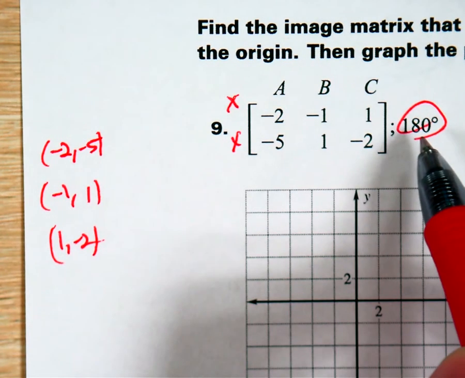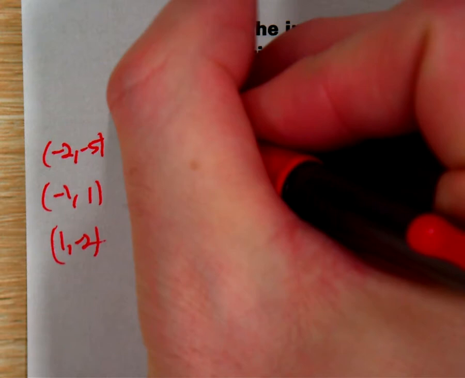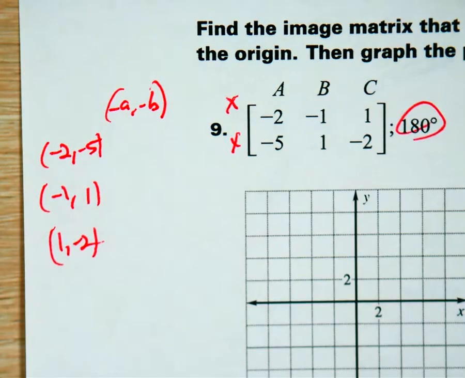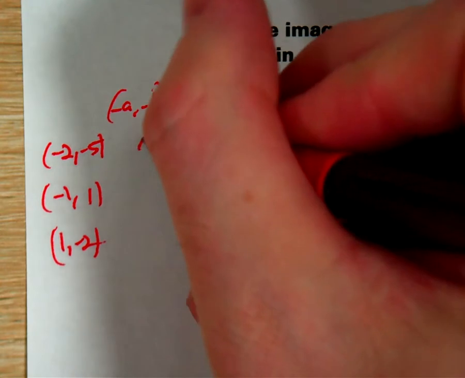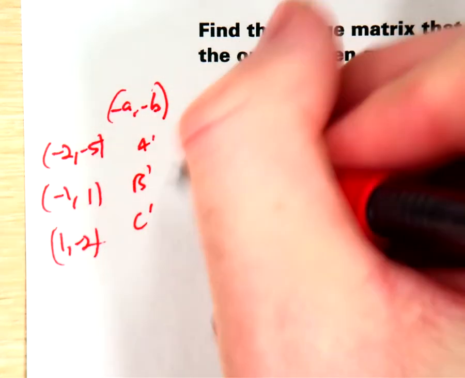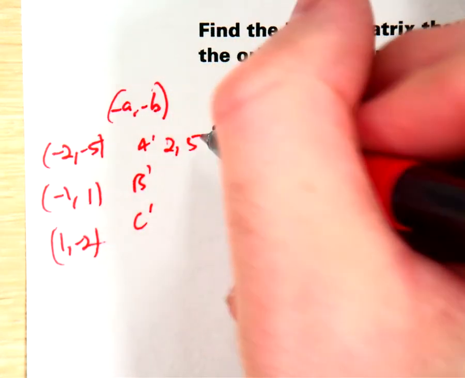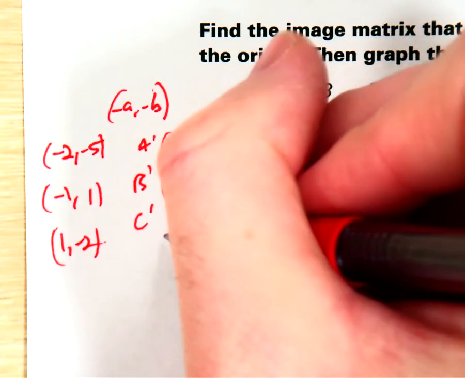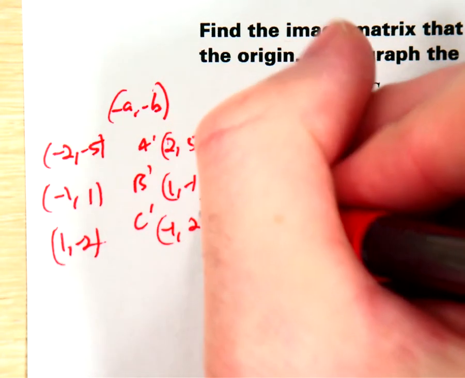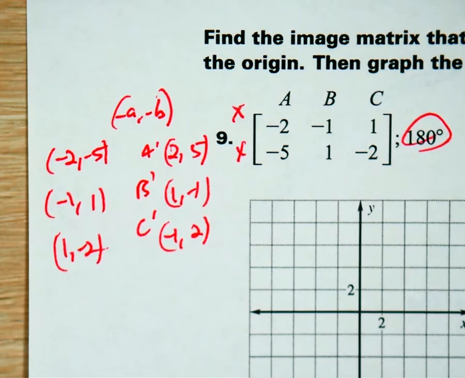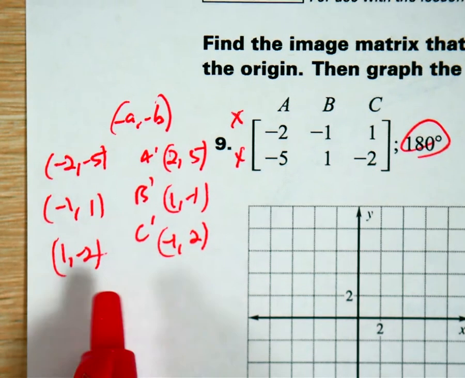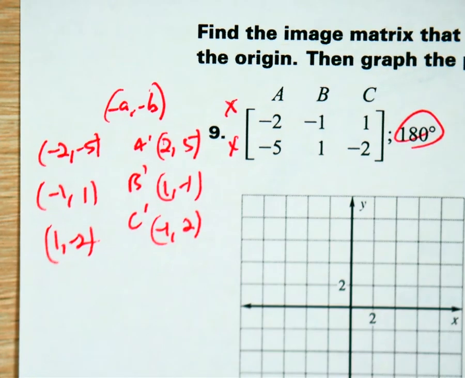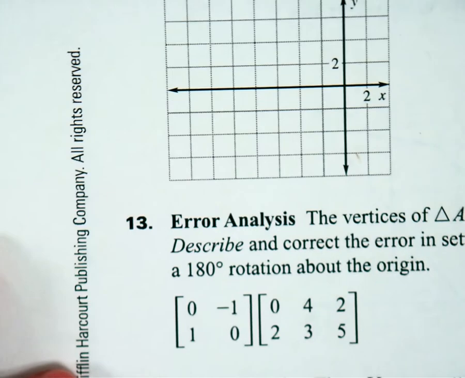What's your coordinate rule for 180? (-a, -b). So then your primes: +2, +5, +1, -1, -1, +2. Okay, those would be your new points. Got to graph both. Okay, show me all that work.